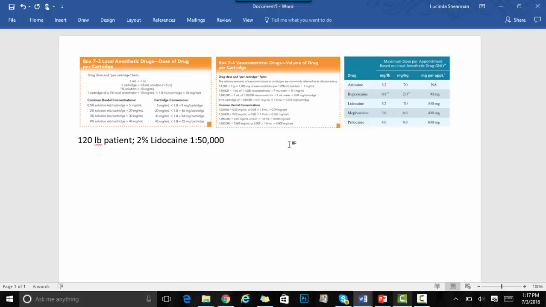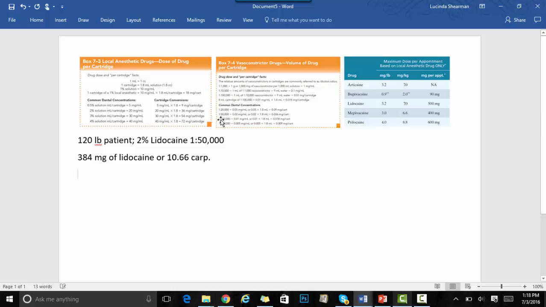So, our 120-pound patient will be receiving 2% lidocaine at 1 to 50,000. All calculations are going to be the same regarding the anesthetic. The patient's limited by her body weight, and she can't receive more than 384 milligrams of lidocaine, or 10.66 carpules. But let's calculate how much epinephrine that would be.